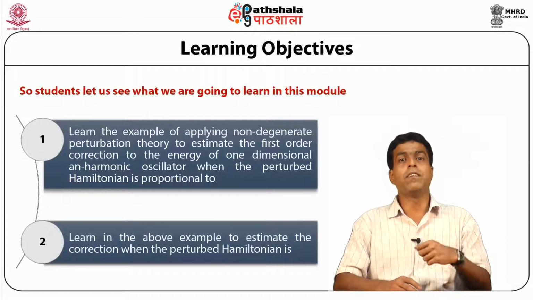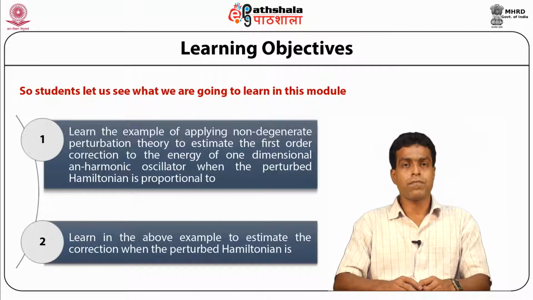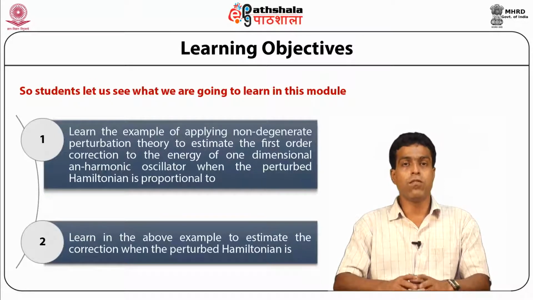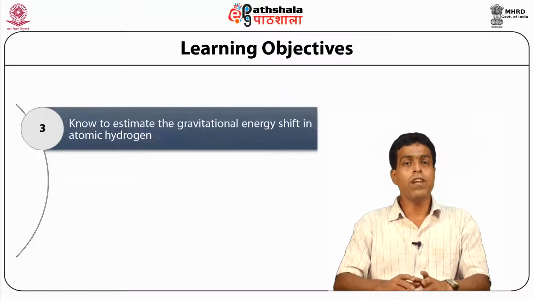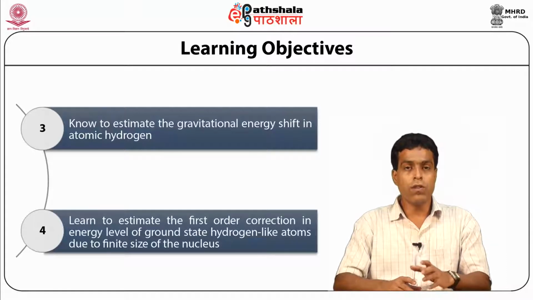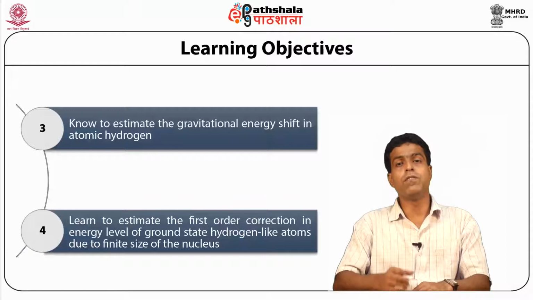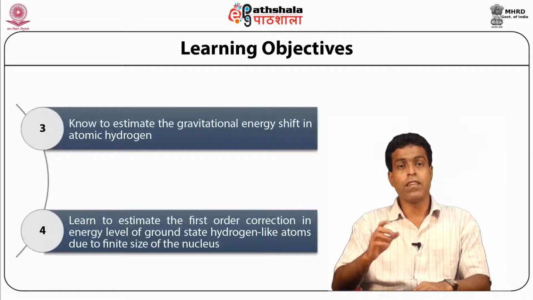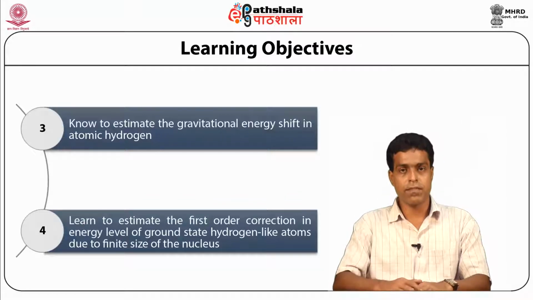Learn the above example to estimate the correction when the perturbing part of the Hamiltonian is H prime equals a x cube plus b x to the power 4. Most importantly, we will learn to estimate the gravitational energy shift in atomic hydrogen. We will also learn to estimate the first order correction in the energy level of the ground state of hydrogen-like atoms due to the finite size of the nucleus.